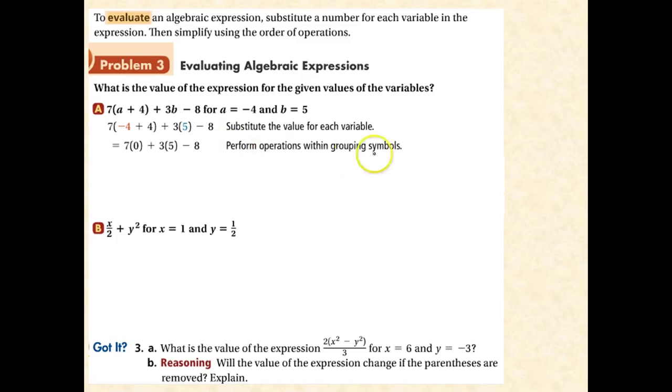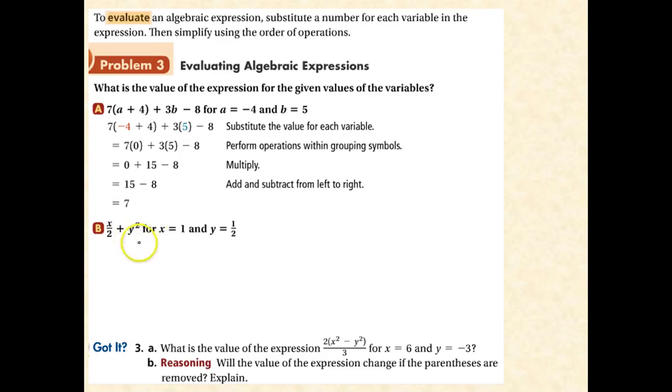Next, we're going to perform the operations within the grouping symbols. Negative 4 plus 4 is 0. Then we're going to multiply, since we don't have any powers. 7 times 0 is 0. 3 times 5 is 15. And then subtract. 15 minus 8 is 7.